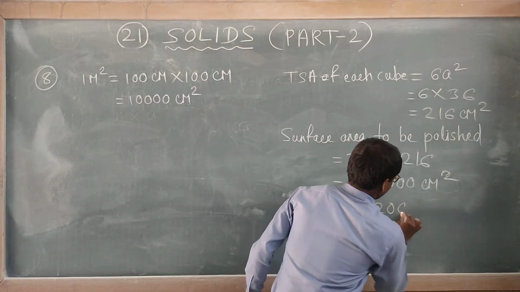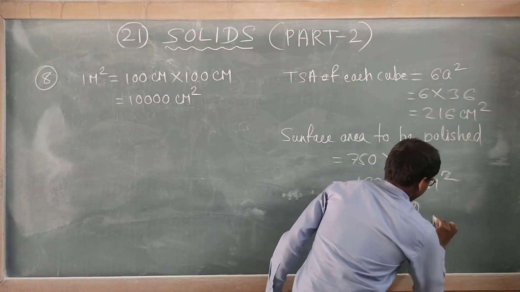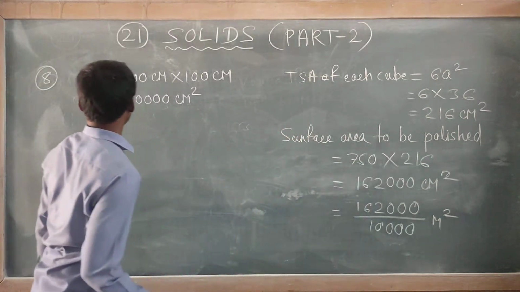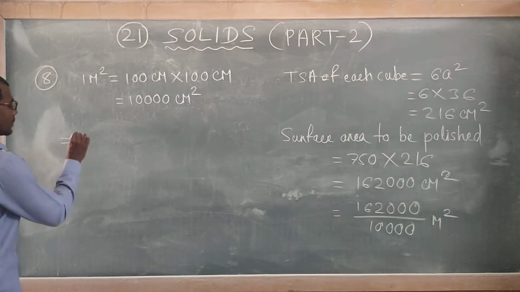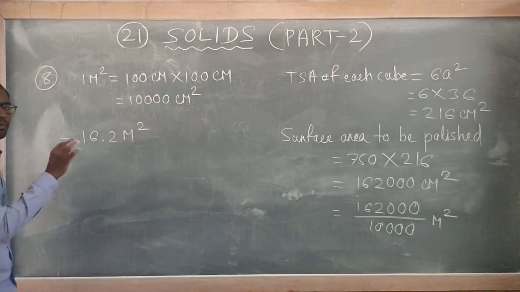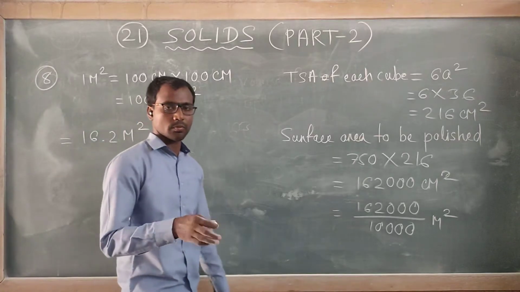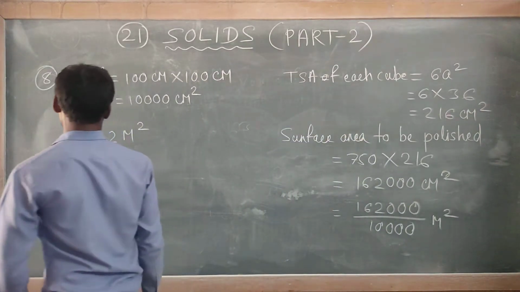162,000 by 10,000 square meter, which is 16.2 square meter. Okay, 16.2 square meter. This much area has to be polished, and the rate is given, so we can easily find the cost.